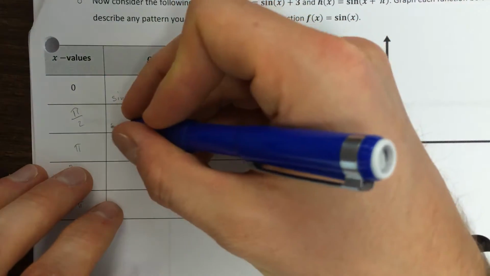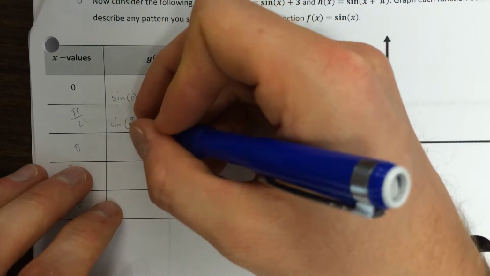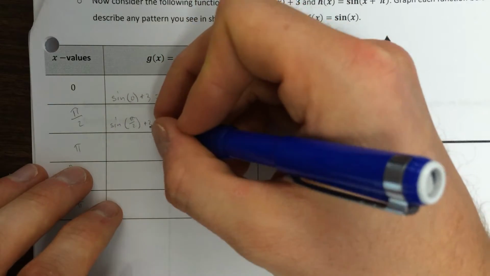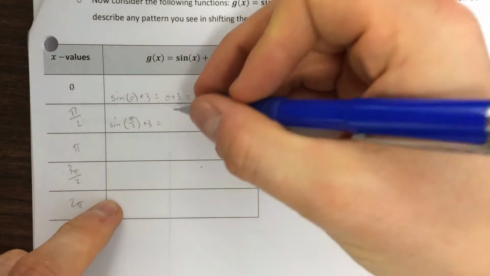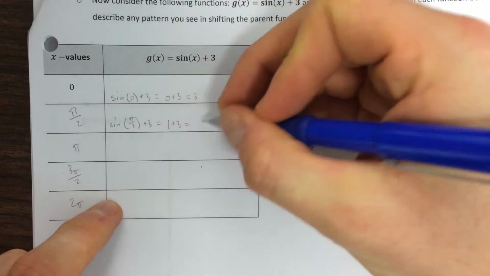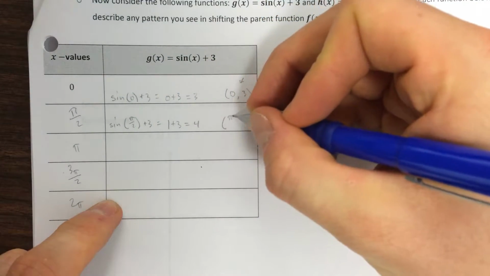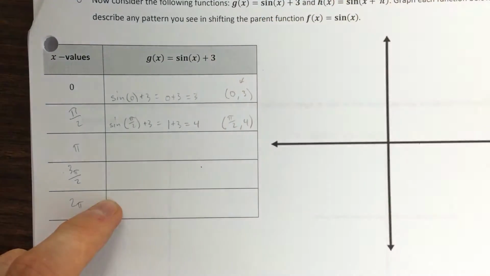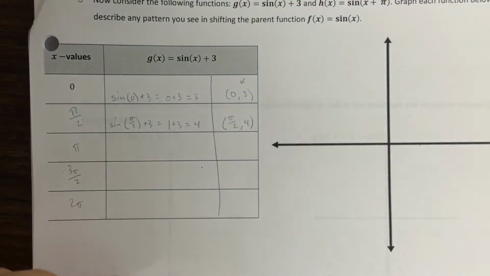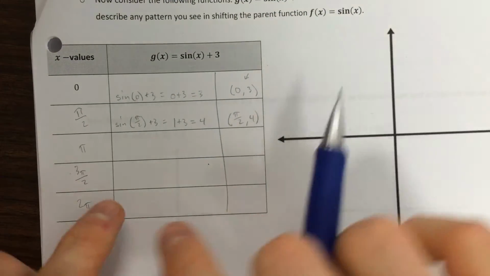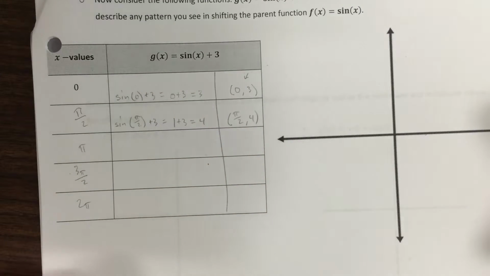Similar thing if we do pi over 2. If you look at the graph or if you go to the unit circle, either way is fine. But what we can say is sine of pi over 2 is 1, plus 3 is 4. And so we get pi over 2, 4. And we can do a similar thing for pi, 3 pi over 2, and 2 pi.